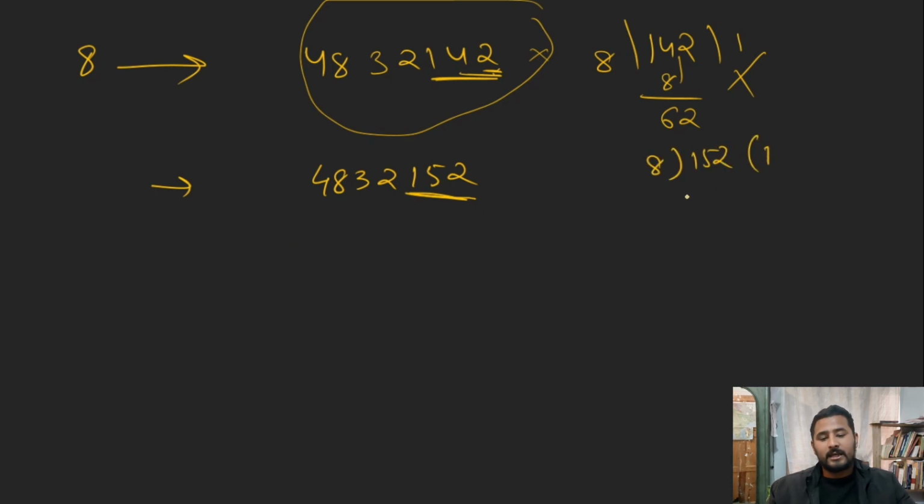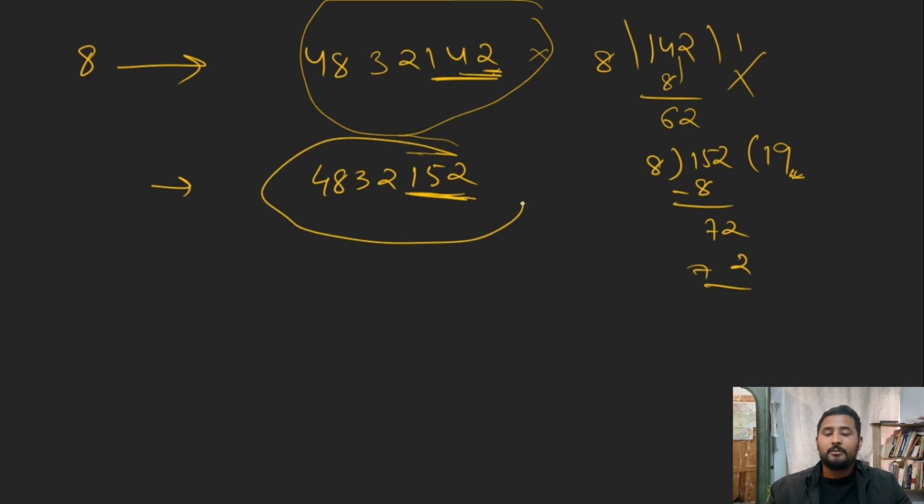8 1 is 8 again, then you minus, you get 72. 9 is 72. Is this 3-digit number divisible by 8? Yes, the multiple of 8 is 8 into 19, which is 152. Since the last 3 digits are divisible by 8, the whole number is divisible by 8. I hope it is clear.